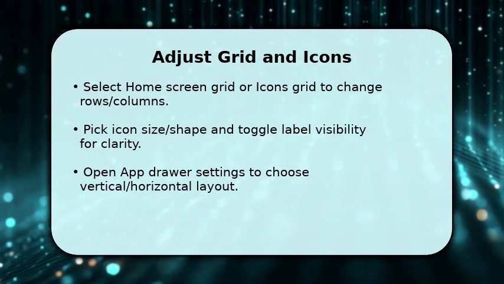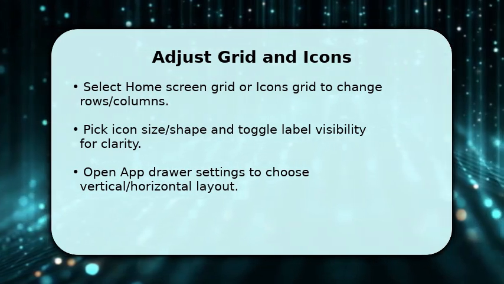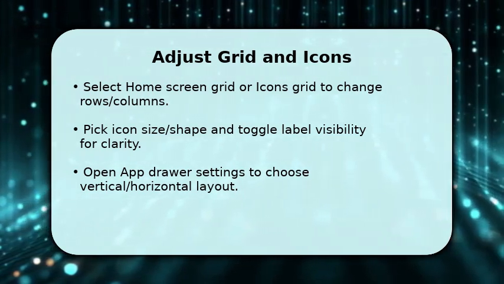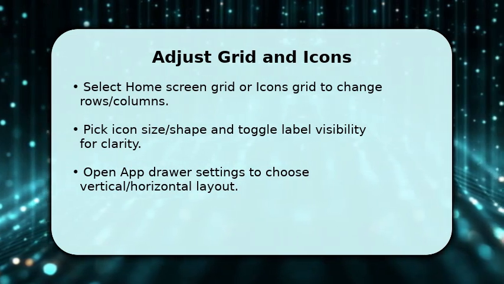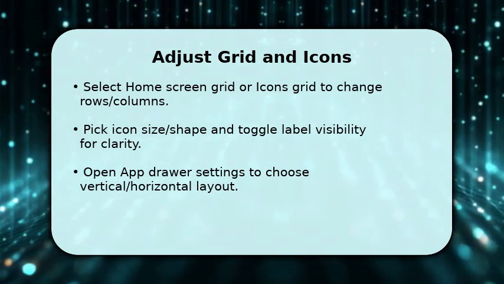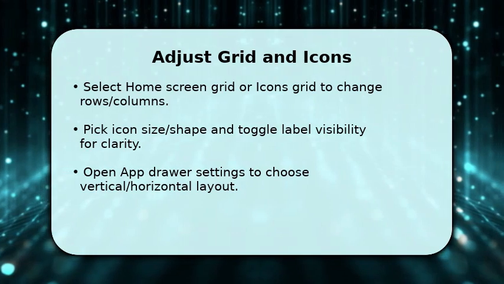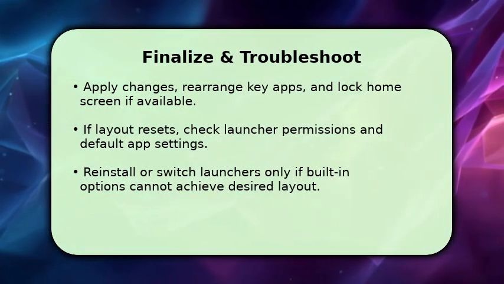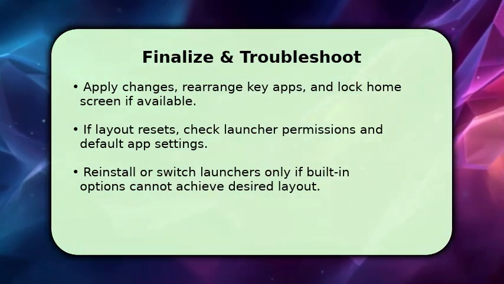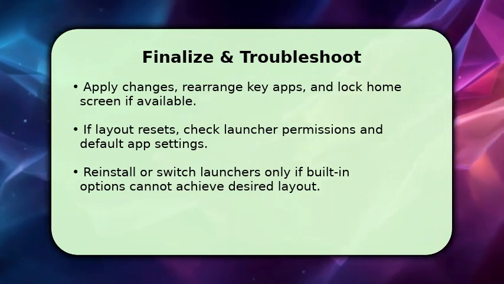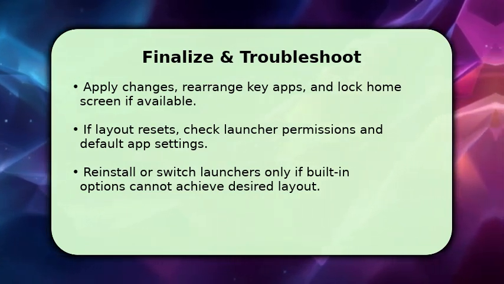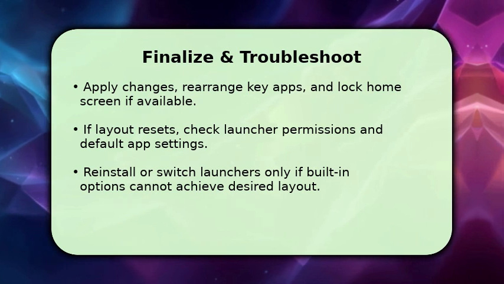Once the grid and icons are set, go into App Drawer Settings to choose vertical or horizontal scrolling and decide whether to show app suggestions or hide rarely used apps for a clear look. You're at the finish line. Apply the new grid, rearrange your most used apps into easy positions, and consider locking the home layout if your Samsung offers that to prevent accidental changes.